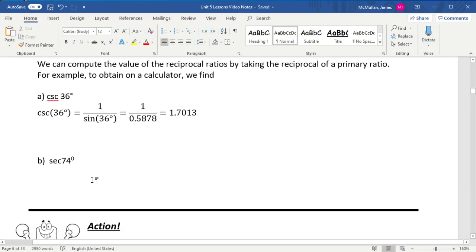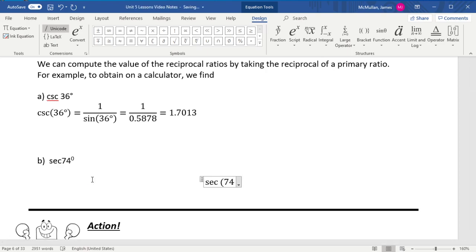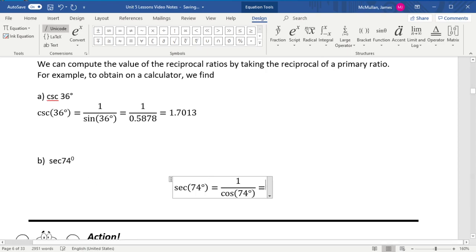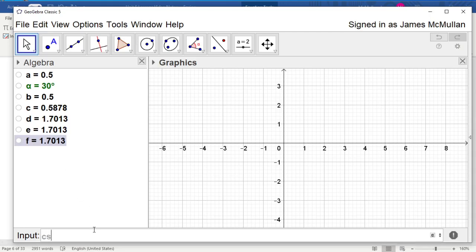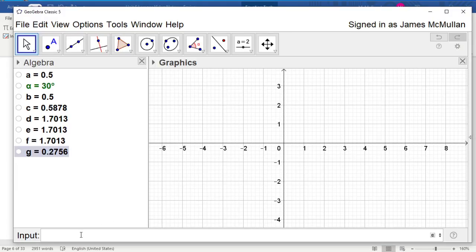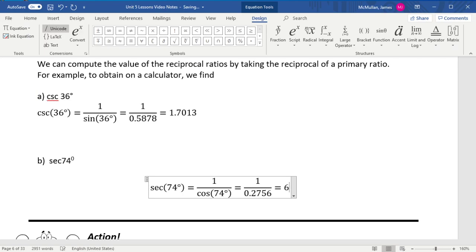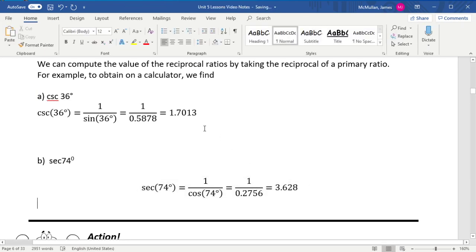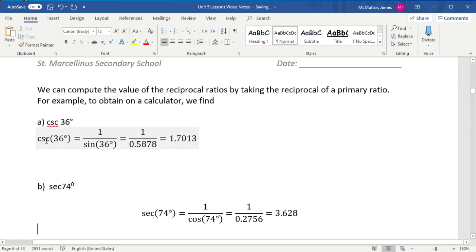Secant of 74 is equal to 1 over the cosine of 74, and therefore is equal to 1 over, and then cosine of 74 gives you 0.2756, and that gives 3.628. Okay, and that would be the answer. So when you're seeing a reciprocal ratio, just remember, you do it the same way you do any other one. Change it to its primary ratio, so change cosecant to sine, then put it on the bottom of the fraction, and then just solve it.